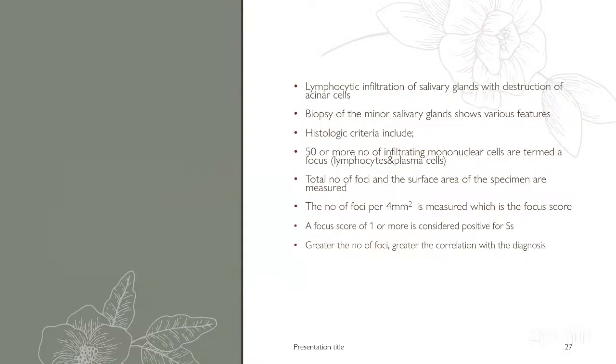And biopsy will show lymphocytic infiltration of the salivary glands. So the histological criteria include determining the foci. So 50 or more lymphocytes and plasma cells together is called a focus. And the number of foci per 4 square mm is considered the focus score. So a focus score of 1 or more is considered positive for Sjogren syndrome.